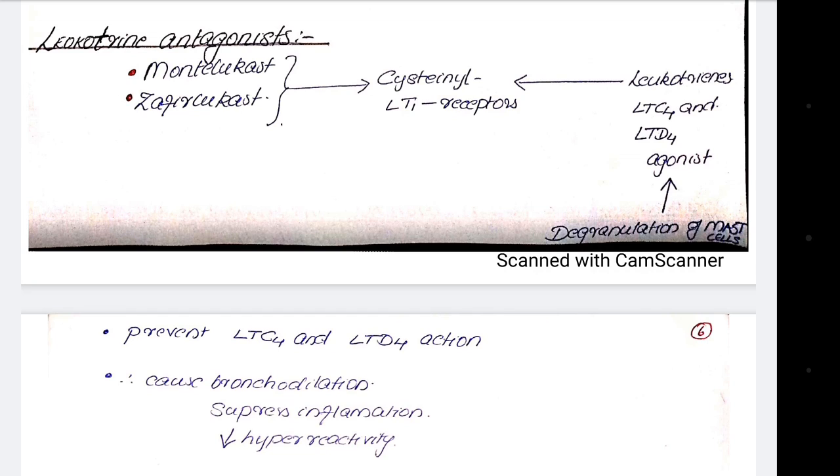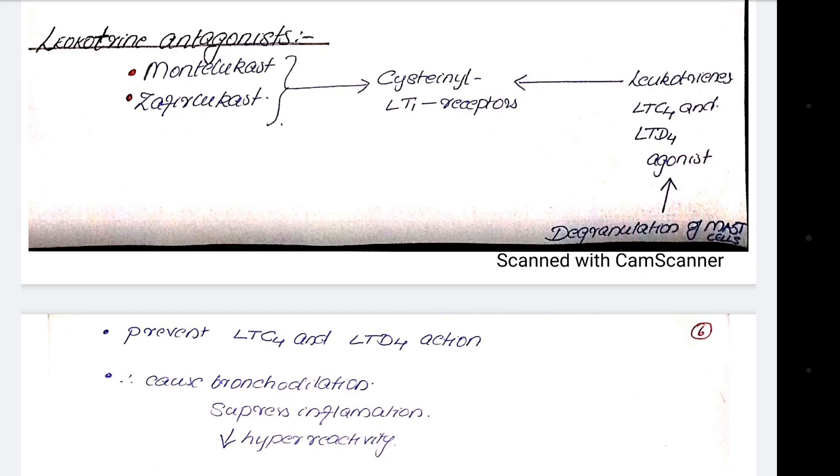So, leukotriene antagonists. What are leukotriene antagonists? You see, once the antigen comes in, IgE antibodies are synthesized. These IgE antibodies go and bind to the mast cell. Once they bind to the mast cell, antigen binds to this antibody, which leads to the degranulation of the mast cell. This degranulation releases histamine, interleukins, etc. These histamines and interleukins cause inflammation in the bronchi, and this leads to asthma.